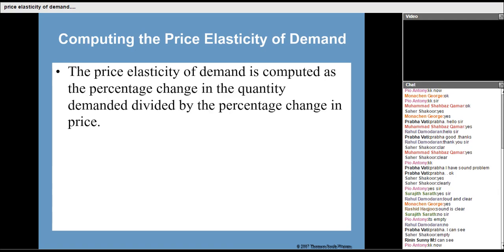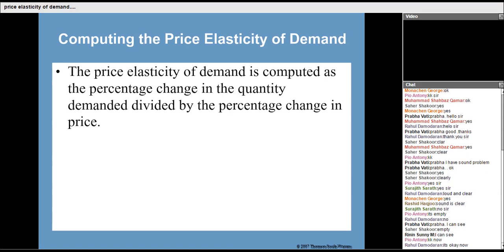Okay, let's see, compute price elasticity of demand. Now what he's saying is the price elasticity of demand is computed as the percentage change in the quantity demanded, I've already told you, divided by the percentage change in the price. It means the percentage change in quantity demanded will be on the top and it will be divided by the percentage change of price. Clear? And that will give you straight the result of price elasticity of demand.